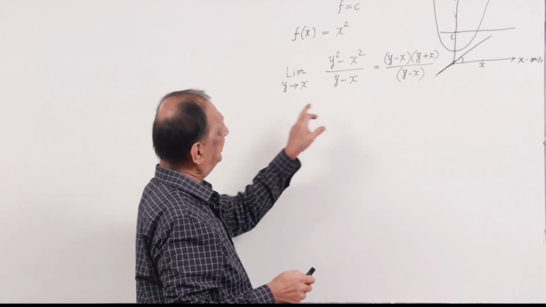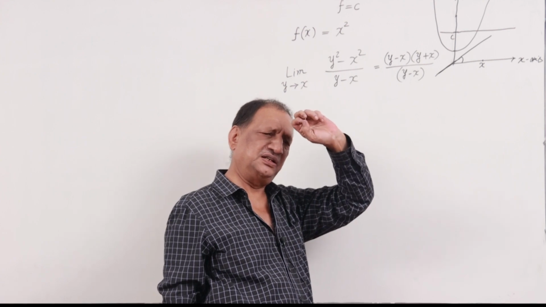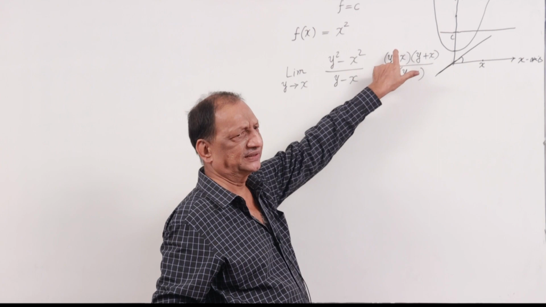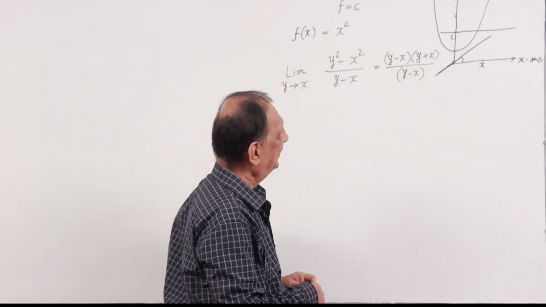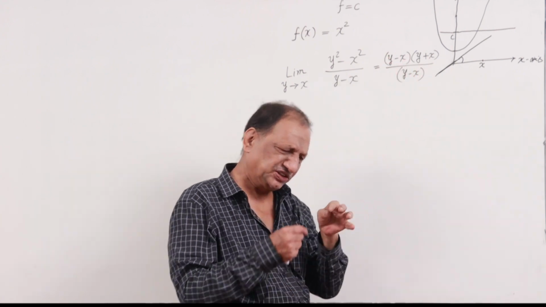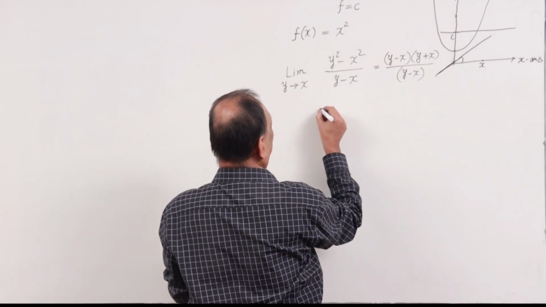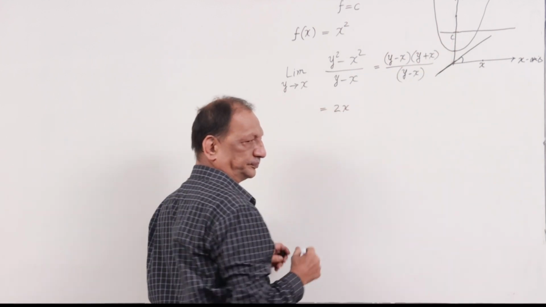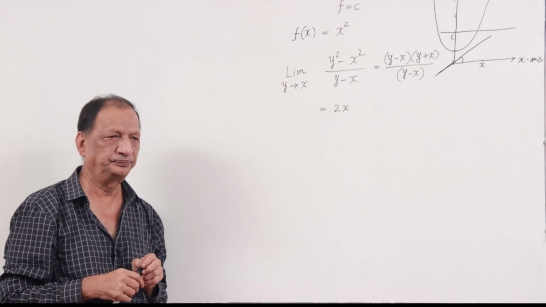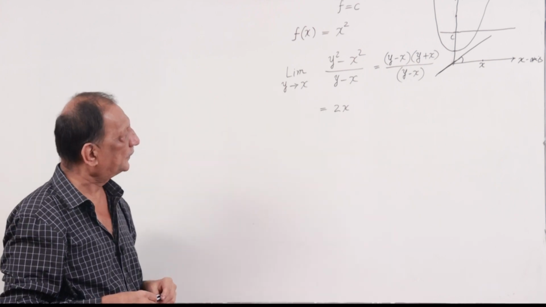As long as y doesn't actually touch x, y minus x is just a tiny quantity. It's not 0. And I have the same y minus x, so I can cancel those two. And y plus x, in the limit, y is almost equal to x. So, in the limit, y will be actually equal to x. So, the limit will be 2x. So, df by dx is 2x when it is x squared.